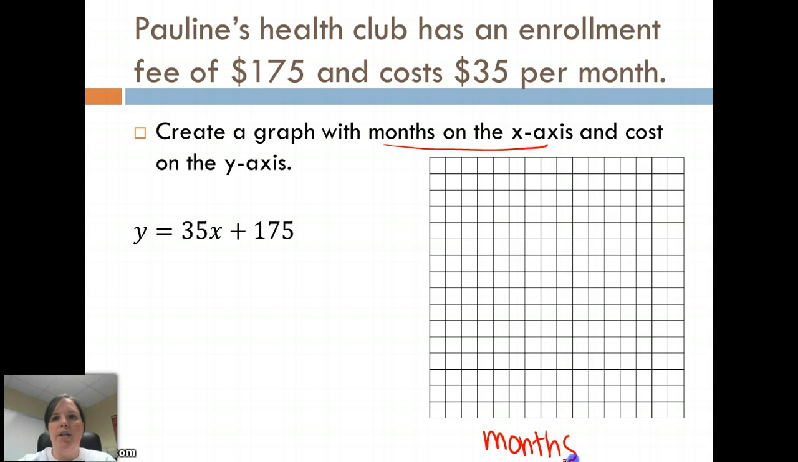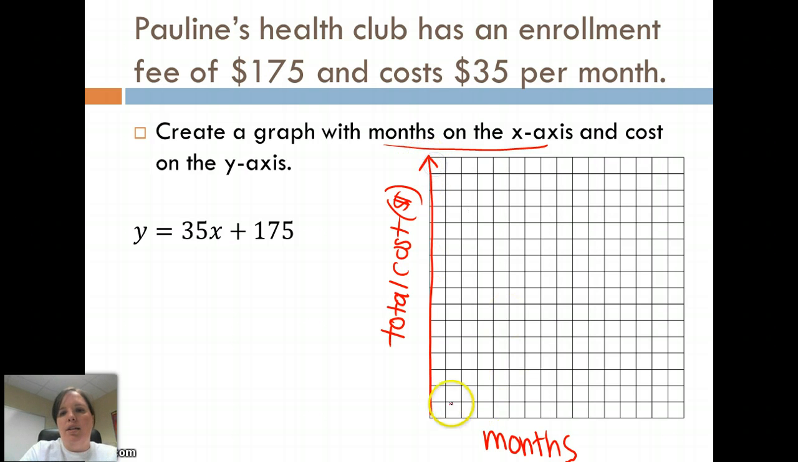Months will go horizontally, and then the total cost in dollars will go vertically. If you're thinking about this, when we've done this before with real life problems, as far as months and total costs go, would it make sense to have negative values? For neither of them would it make sense. So we really want to isolate. We're just going to be in the first quadrant.